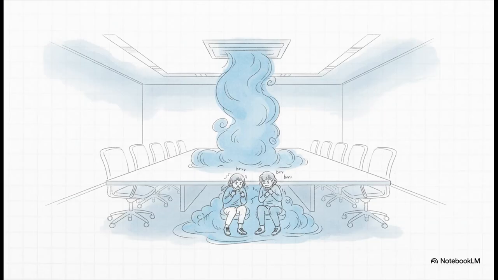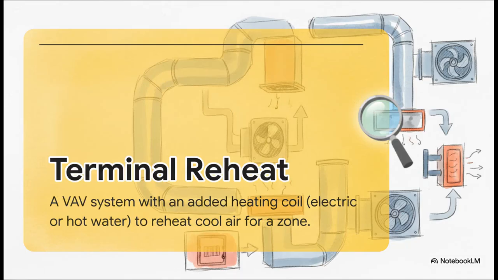Okay, let me set the scene. You've got this big conference room, right? It's designed for 20 people. Now, the code says you have to pump in a certain amount of fresh air all the time for ventilation. But what happens when there are only 2 people in there? Well, that minimum amount of cool air can actually make the room way too cold. Now you've got 2 people shivering in a huge room. That's the problem. So what's the fix?